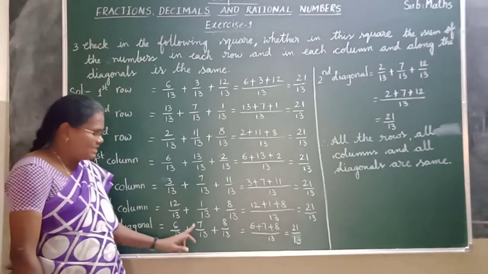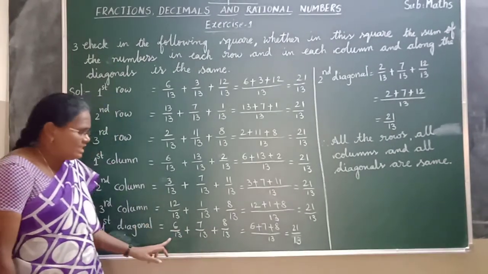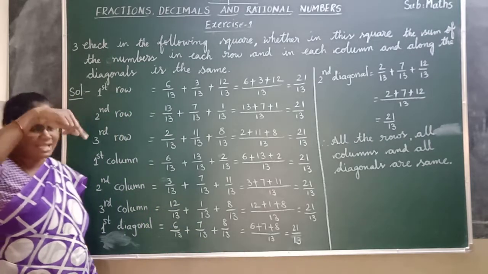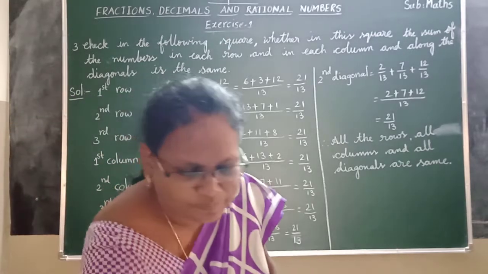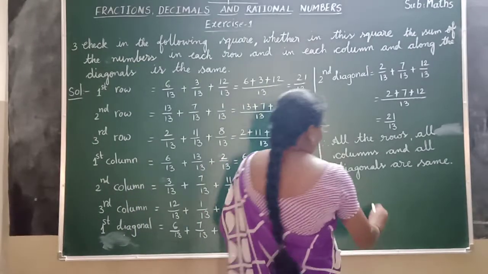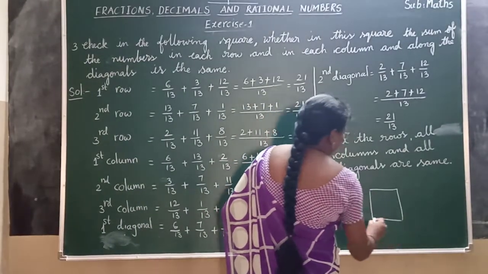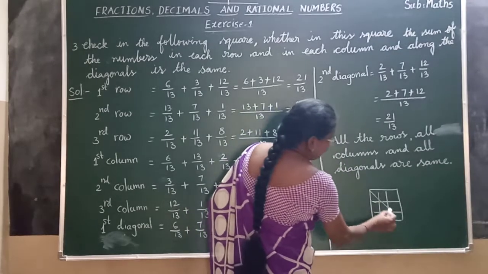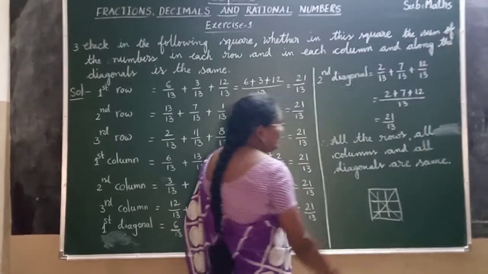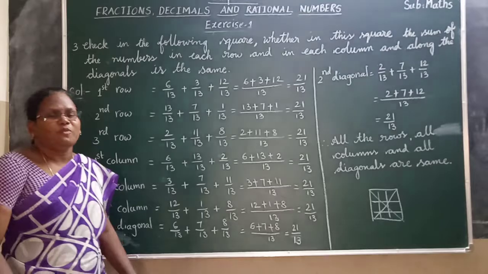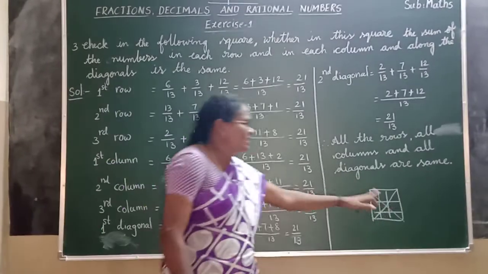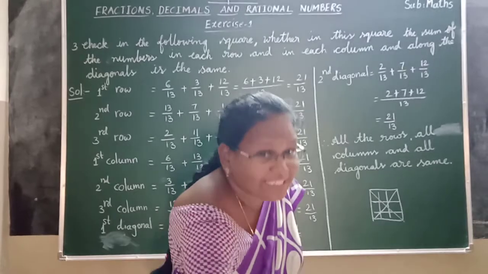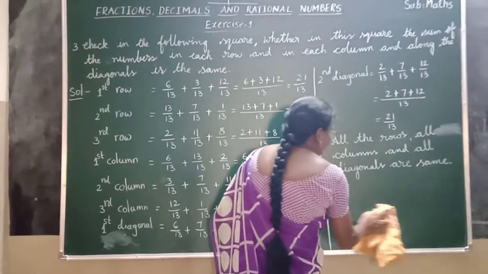Next, first diagonal: 6 by 13 plus 7 by 13 plus 8 by 13. What is the LCM, children? 13. Diagonals means cross. See children, this is the square, no? Diagonals means cross, like this. Diagonals means along opposite vertices. Those are the diagonals.